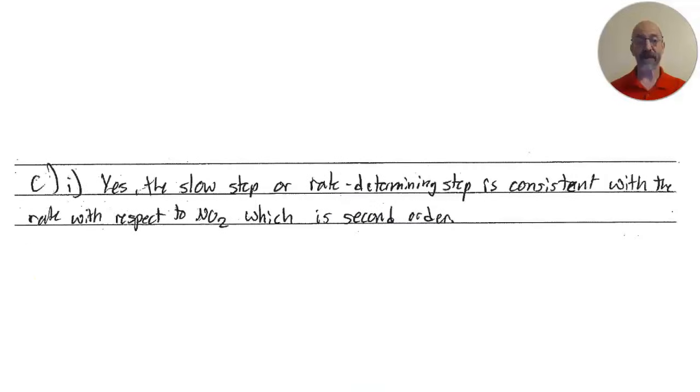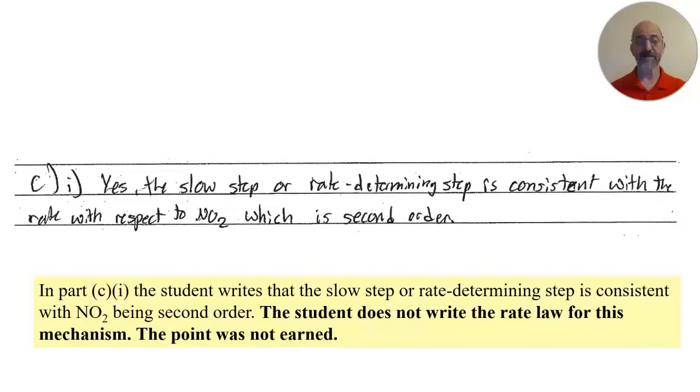So this student said, yes, the slow step or rate determining step is consistent with the rate law with respect to NO2, which is second order. And the commentary about this student response is, in Part CI, the student writes that the slow step or rate determining step is consistent with NO2 being second order. However, the student does not write the rate law for this mechanism, and so the point was not earned.